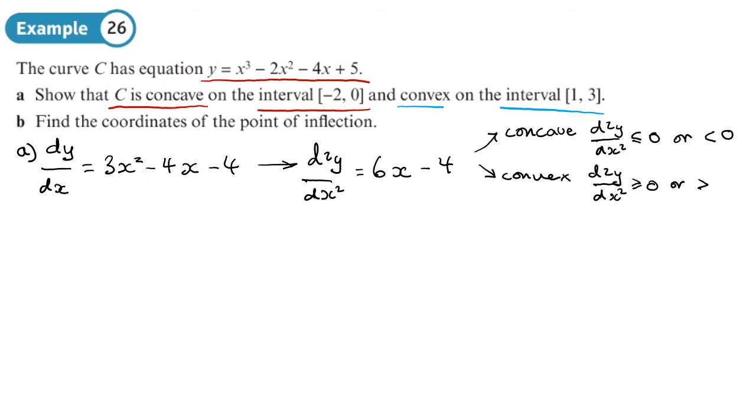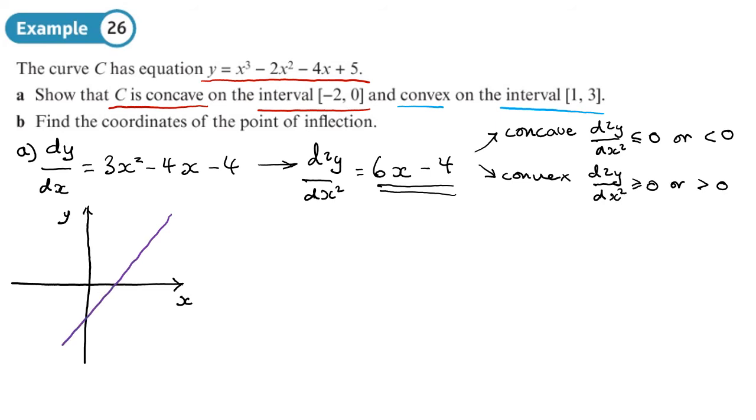Yeah, so either one of those is fine. So we want to find out when 6x minus 4 is less than 0 and when it's greater than 0. One way of doing it is just to sketch the graph of 6x minus 4. So you've got x there, you've got y there. This is a straight line graph with a gradient of 6 crossing at negative 4 here, just using y equals mx plus c.